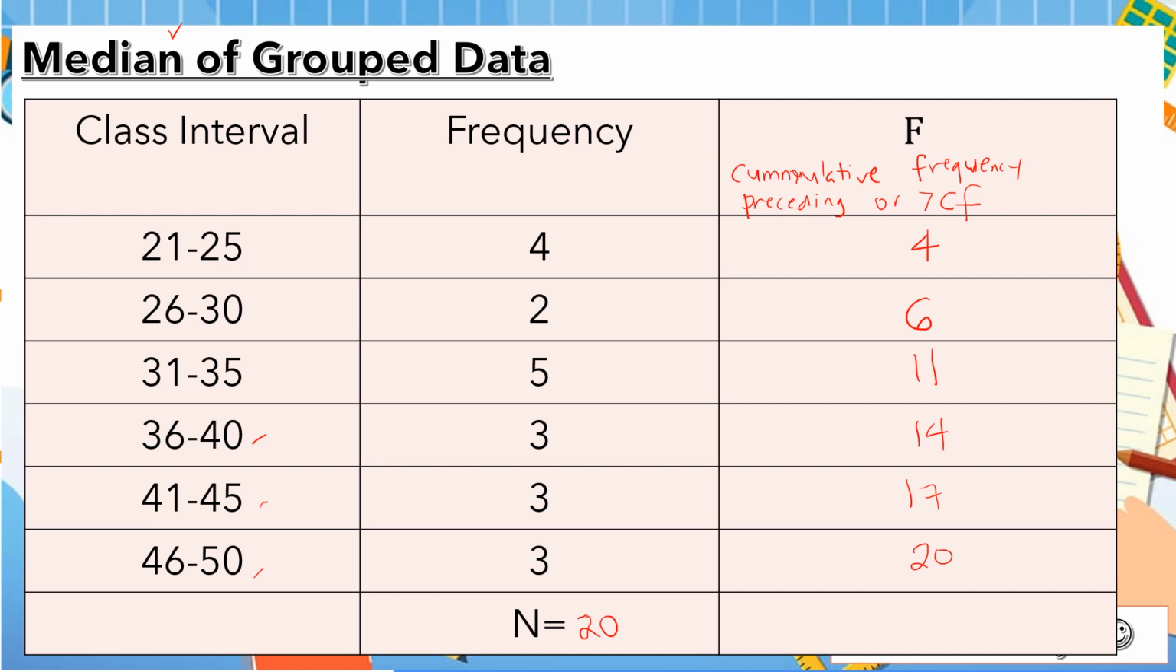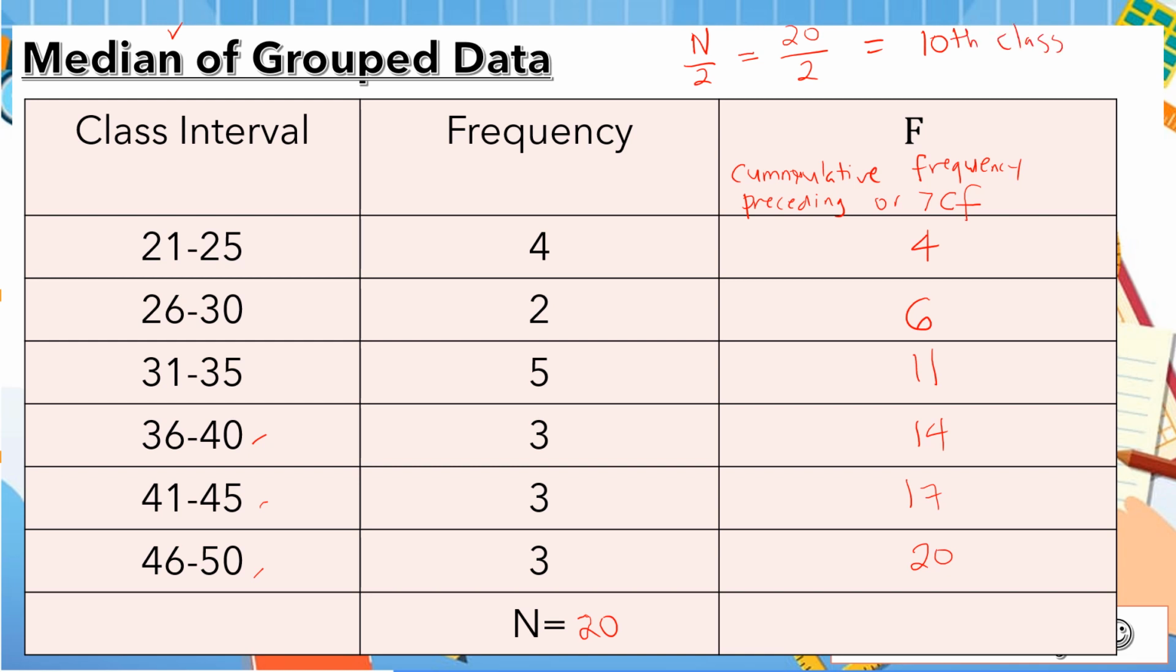Next, we need to compute for n over 2. This is based on the formula. Remember, n is the total number of observations, so we substitute 20 divided by 2. The answer is 10. So this n over 2 will be the median. This is the 10th class.